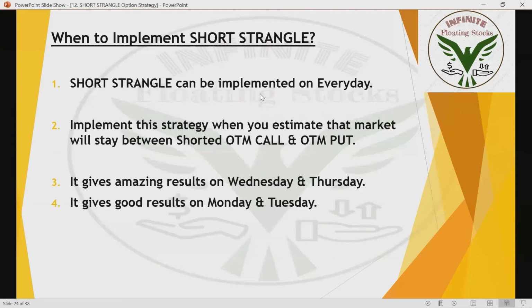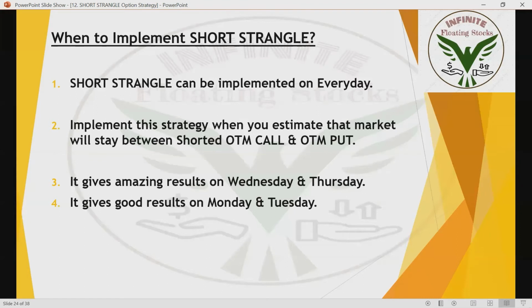Now, short triangle can be implemented on every day. Surprised? This strategy works every day. You can use this strategy every day and make money every day irrespective of market movement. The only thing that you need to pray for is that the market should stay in your range, between the upper boundary and the lower boundary.